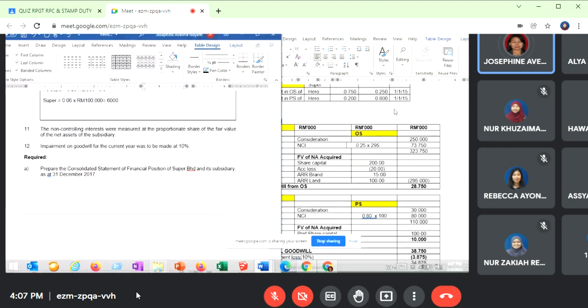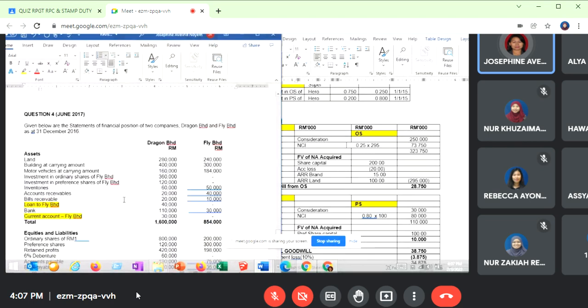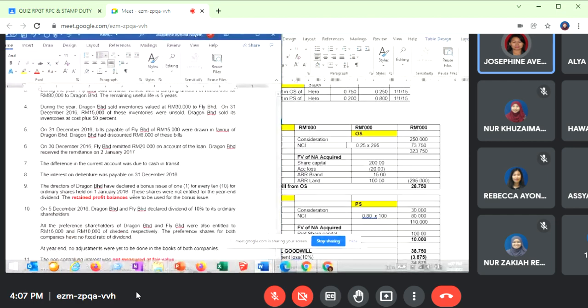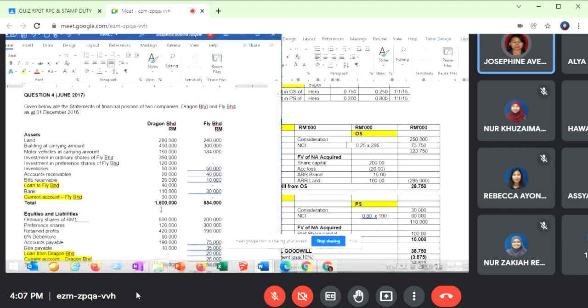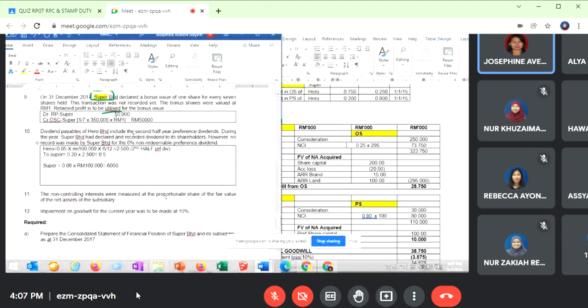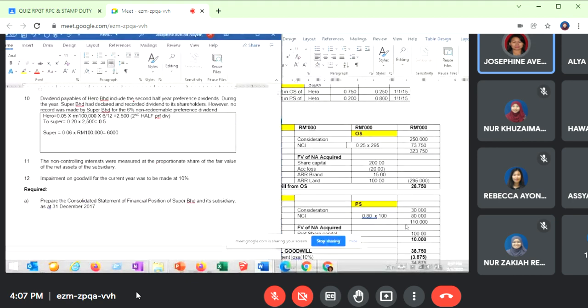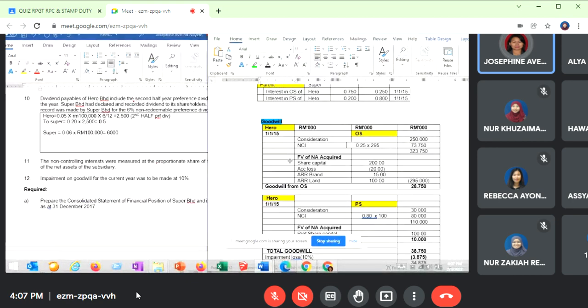Right, which is 25%. Now, if you look at question number 4, let's look at what it says about the NCI. It says that non-controlling interest was not measured at fair value. They can use these terms. Okay, and when they say not measured at fair value, it means proportionate, of the net asset. So FVNA of the subsidiary is the share capital.